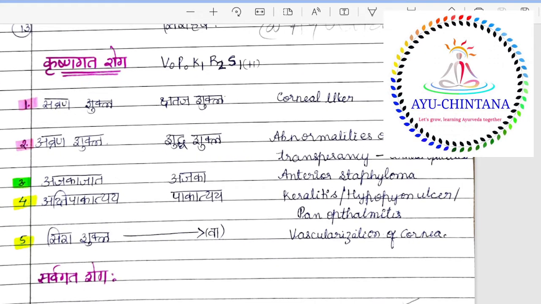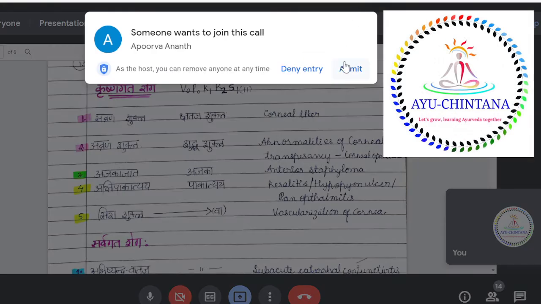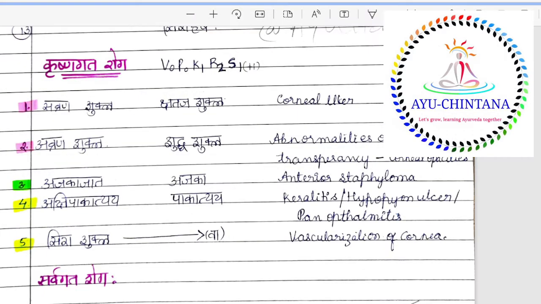How many Krishnagata Rogas are there? 4. Okay. So in those 4, now we will understand. We had 5 criteria to be written, right? So what was the first criteria? To remember the names of the Krishnagata Roga.